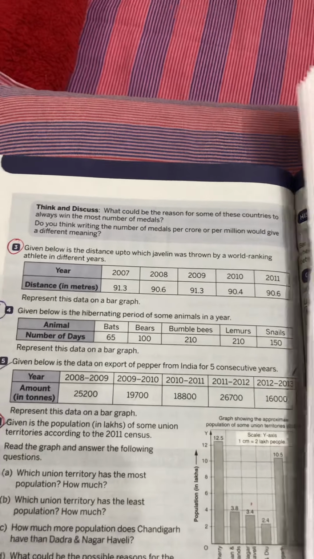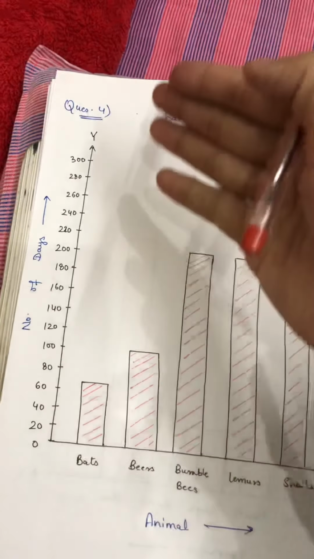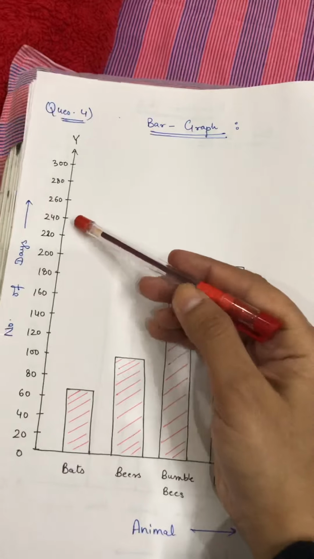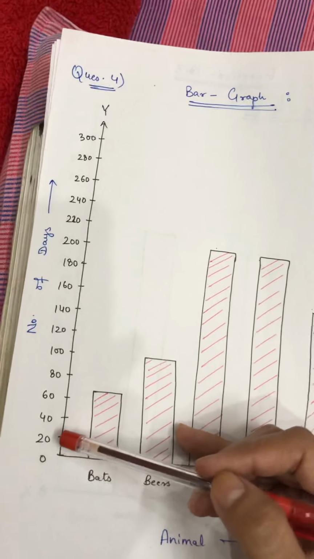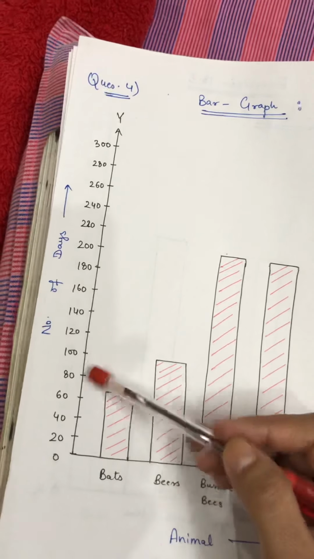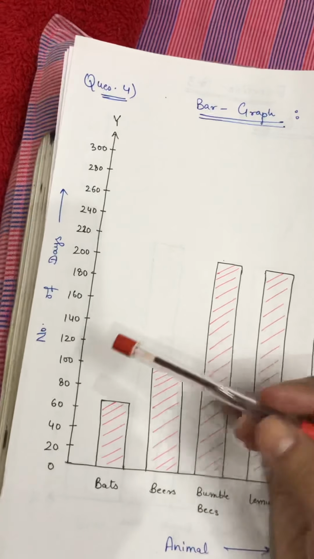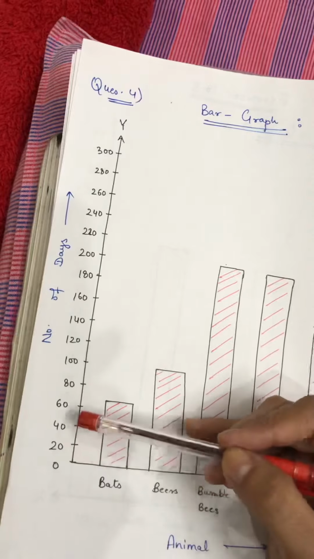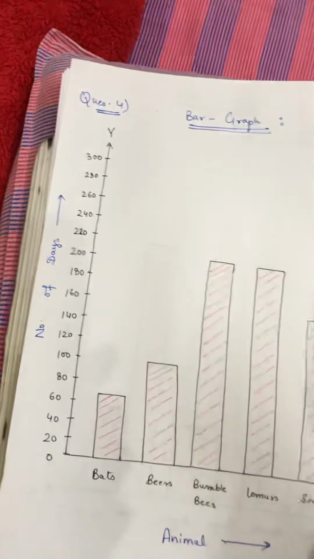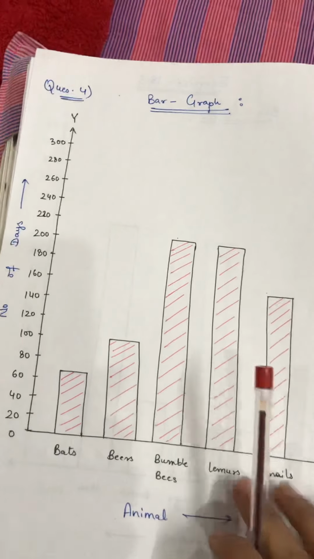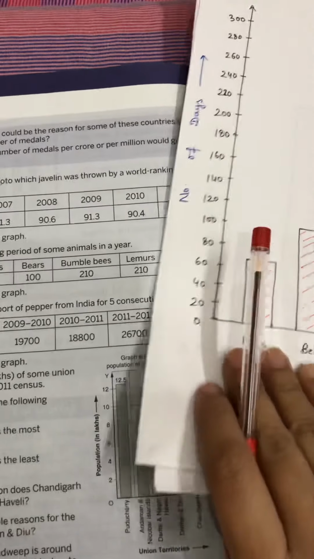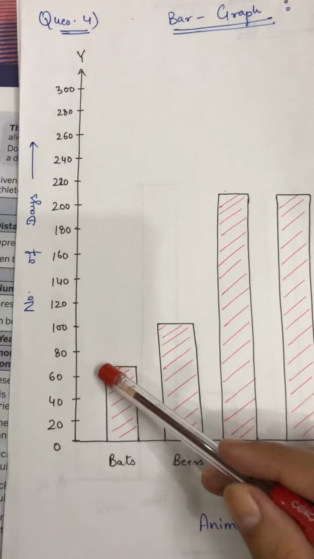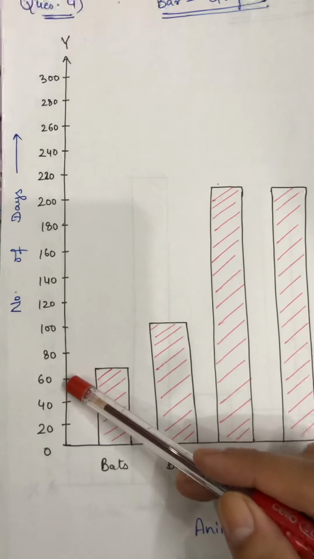Okay, so I'm taking this y-axis up to 250, 260, or it's up to you. I have taken a gap of 20 digits. So 0, 20, then 40, 60, 80, up to 300 I've taken. Now bats are up to 65. 65 means it will be in between 80 and 60.